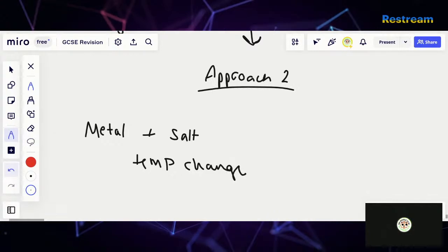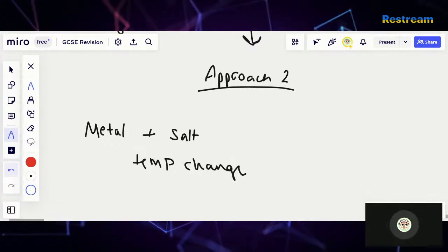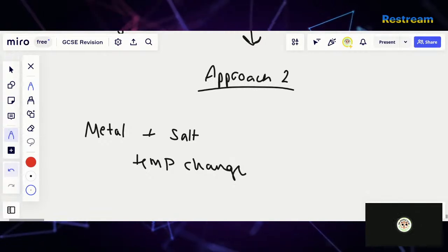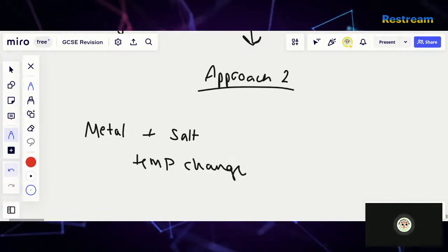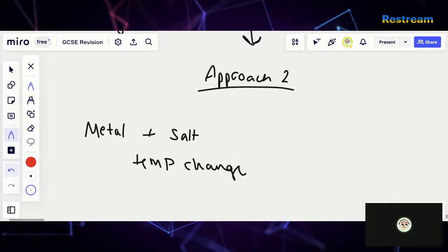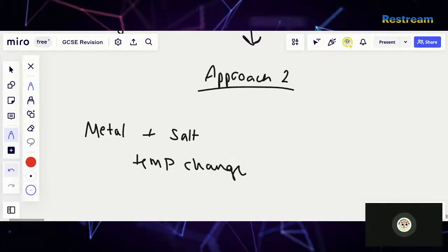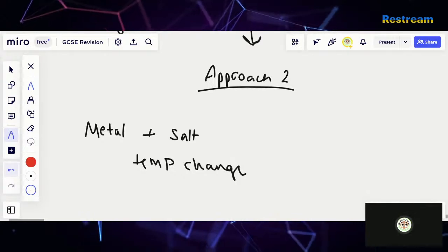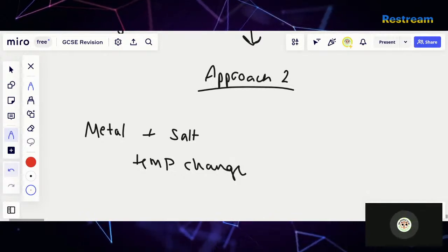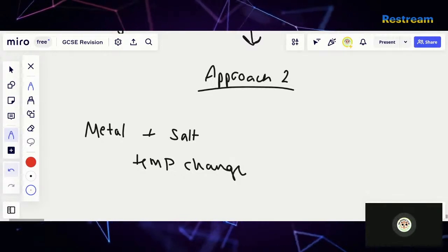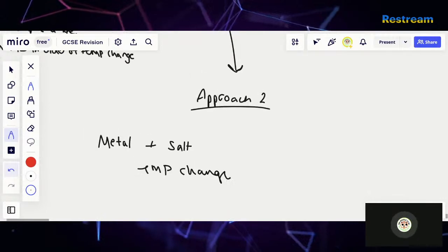Okay. And then any other methods you could do, you could add all of the metals to an acid and measure the temperature change, or you can set up an electrochemical cell and basically do electrolysis. So one metal will be one electrode and the other will be the other electrode, the cathode and the anode, and then you measure the voltage of the cell and place them in order of the voltages. So those are the different approaches.